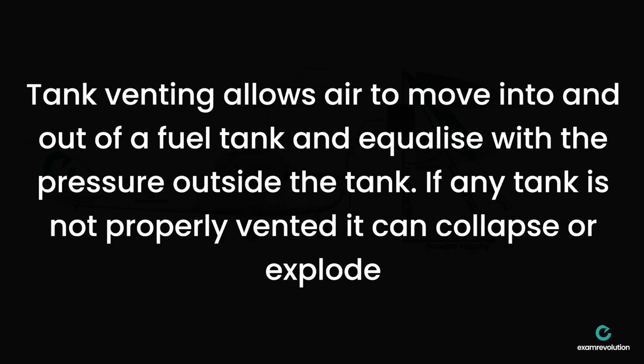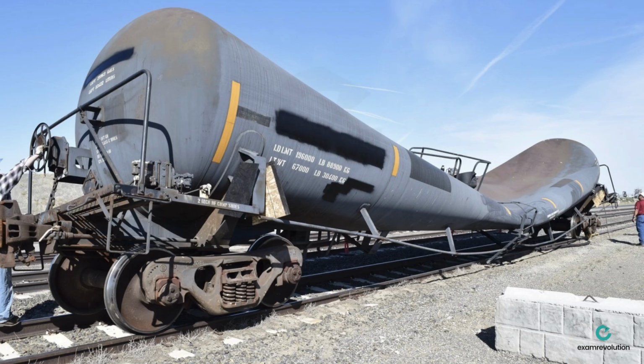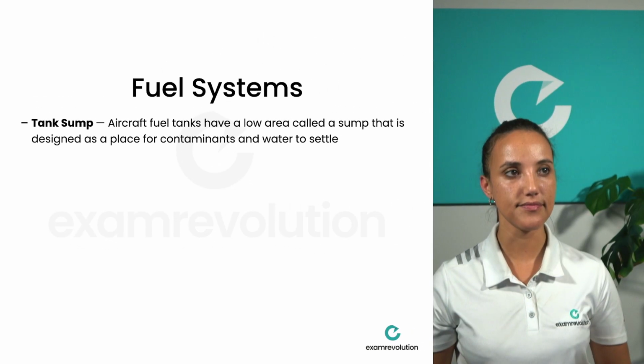Now tank venting allows air to move into and out of a fuel tank and equalize with the pressure outside the tank. If any tank is not properly vented, it can collapse or explode. So this is an example of a tank that has not been properly vented, or that has a blocked vent, and you can see the suction causes a collapse of the tank and also a stoppage in the flow of fuel.